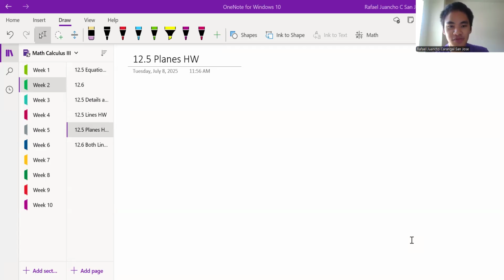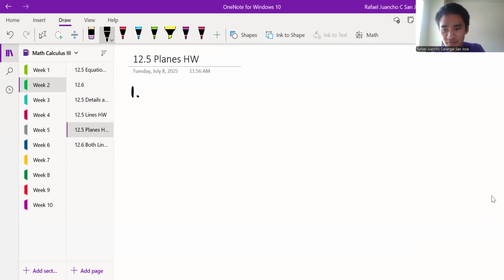Today we're going to be doing some exercises on equations of planes. Like what we did in our previous video, we talked about how we can construct and work with equations of planes in 3D and how that relates to lines and stuff like that. So, let's just get right into it.